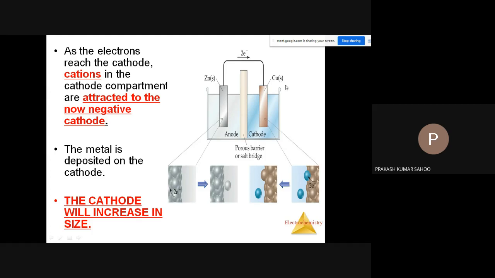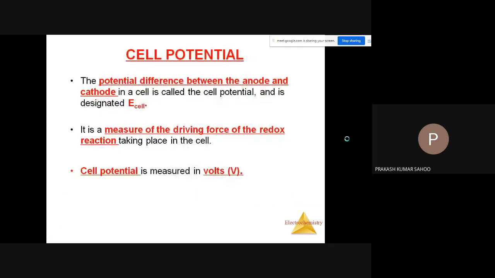So by this method, the standard reduction potential of different elements or ions is determined by coupling with the standard hydrogen electrode. So what is cell potential? It is the potential difference between the anode and cathode, that is, the oxidation half cell (anode) and the reduction half cell (cathode). It is a difference in potential.